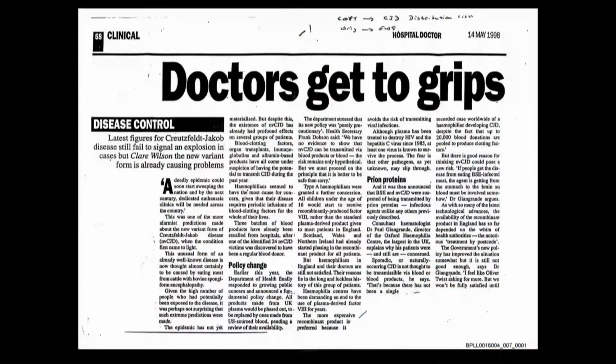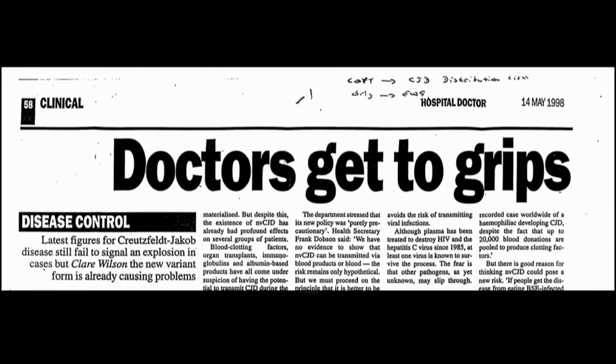And if we look at some comments you made, or you're recorded as having made in a newspaper article, Seamus, it's BPLL 0016004_007. We can see this is dated May of 1998. And if we look in the middle column, sorry, could we have the whole document, Seamus?